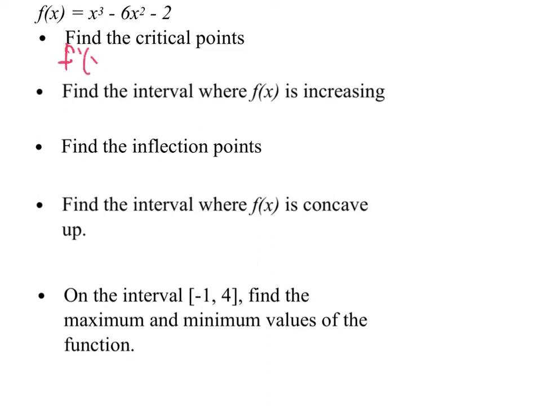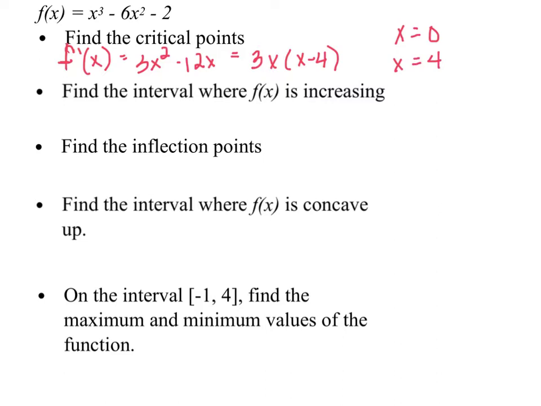So f prime of x, 3x squared minus 12x. Now, knowing I want to know where it's 0, I'm going to factor a 3x out. Leaves me with x minus 4. And again, I need to know what would make that 0. Well, x equals 0 and x equals 4 are my critical points.